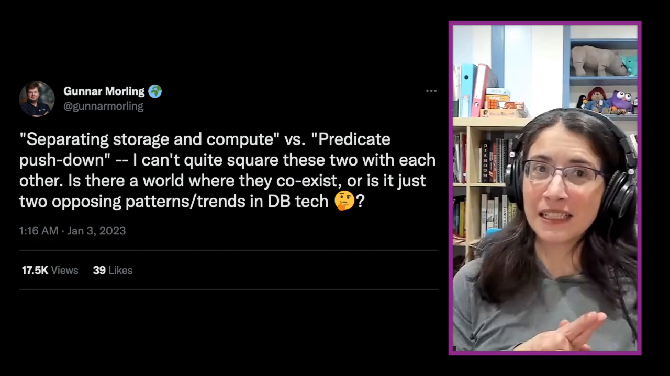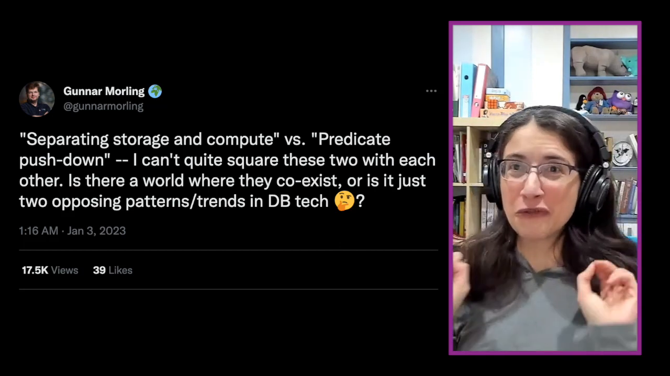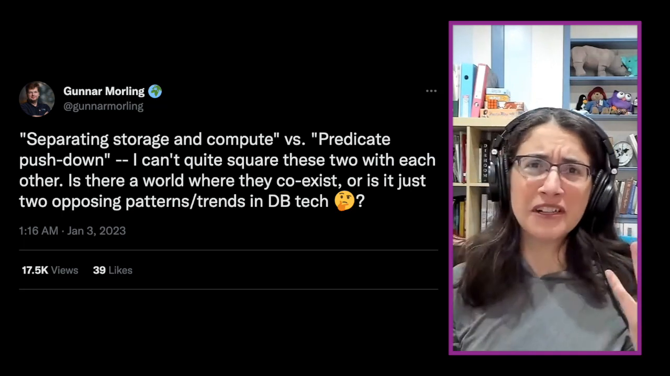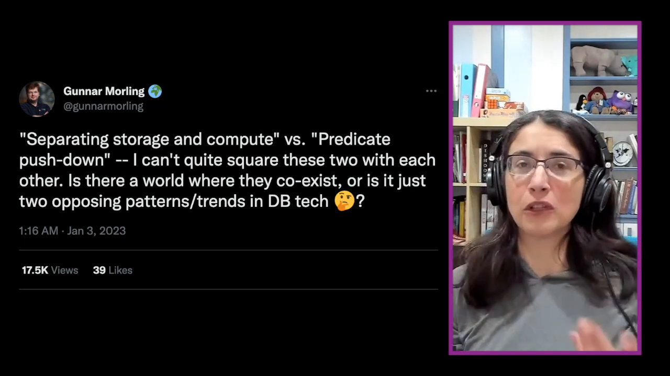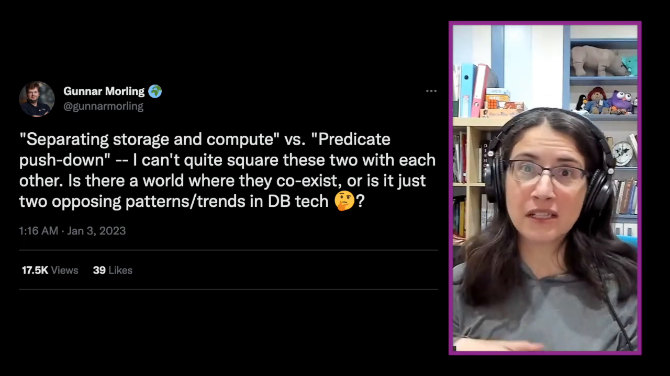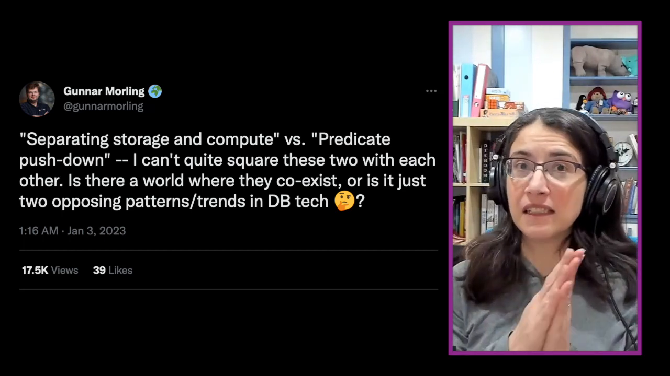So, last week, I saw Gunnar post a really good question on Twitter. He said, separating storage and compute versus predicate pushdown. I can't quite square these two with each other. Is there a world where they coexist? Or is it just two opposing patterns, opposing trends in database technology?